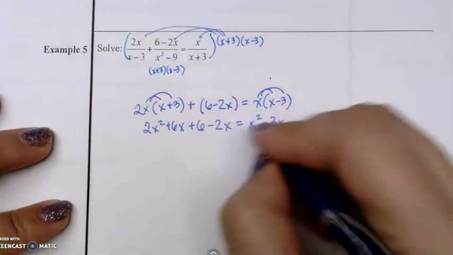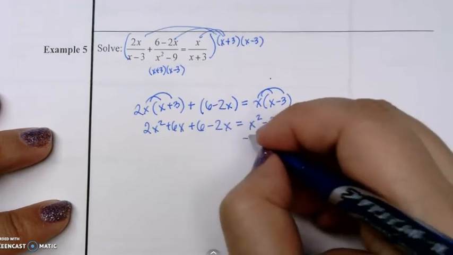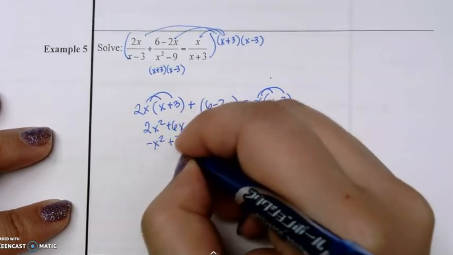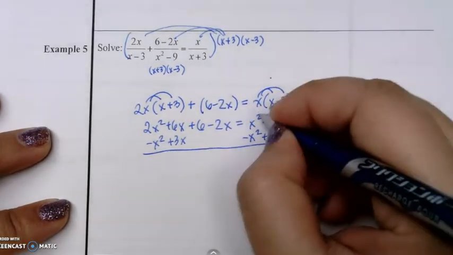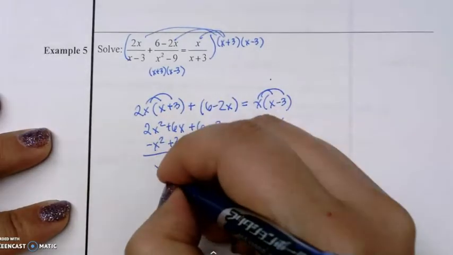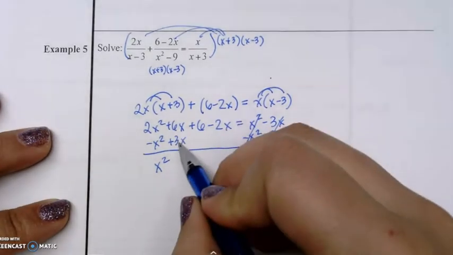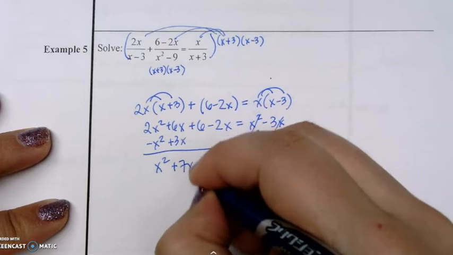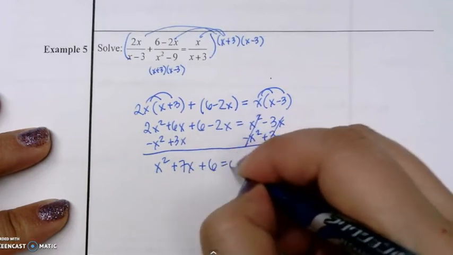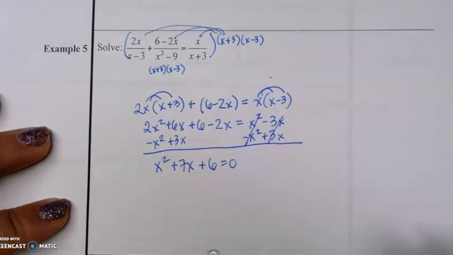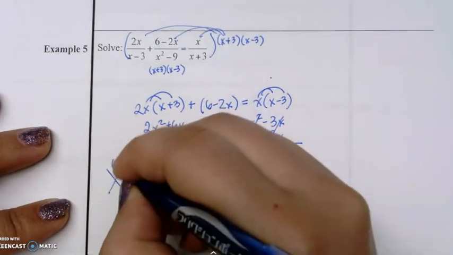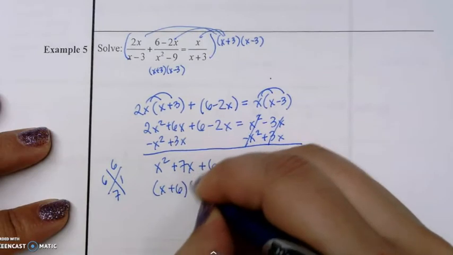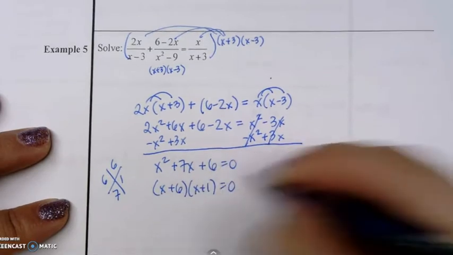I'm going to bring everything over to the left-hand side, so minus x squared plus 3x, minus x squared plus 3x, 0 and 0. So I get x squared. Now I have 9x and a minus 2x, so that's plus 7x plus 6 equals 0. From here we need to factor, so what two numbers multiply to 6 and add to 7 are 6 and 1. X plus 6 times x plus 1 equals 0.